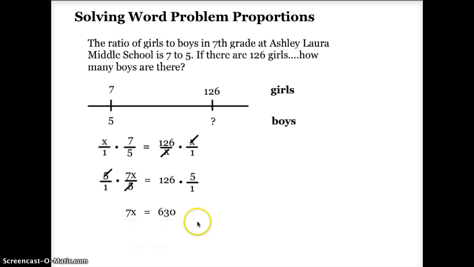And to solve that, I'm just going to divide both sides by 7. When I take 7x divided by 7, I get x. If I multiply 630 divided by 7, I'm going to be equal to 90. So the answer for this question is x is equal to 90. So that means that there's going to be 126 girls and 90 boys at Ashley Laura Middle School.